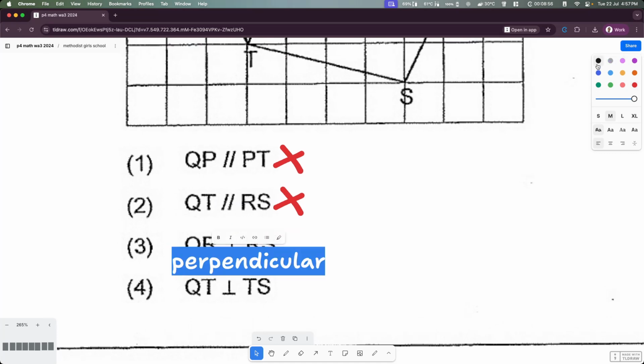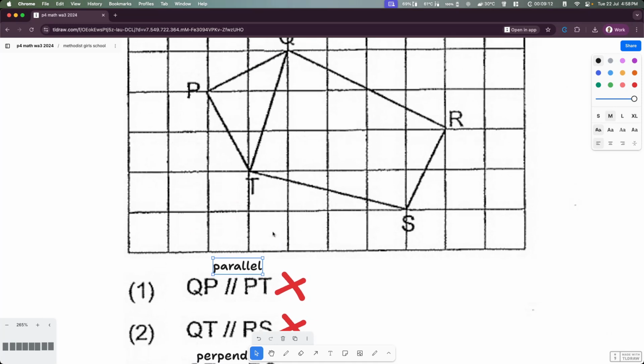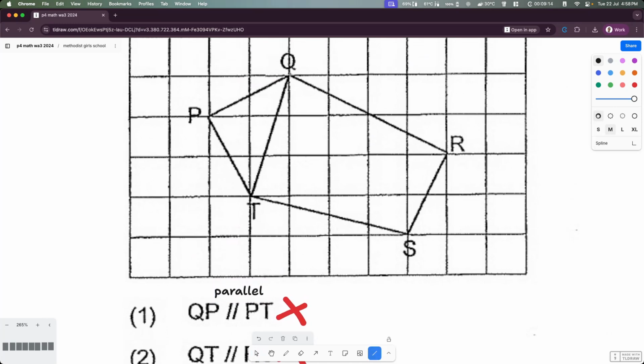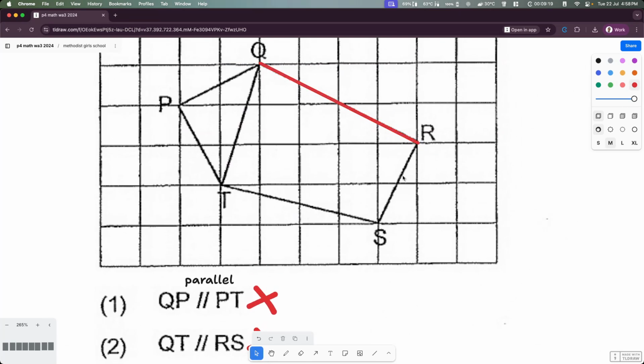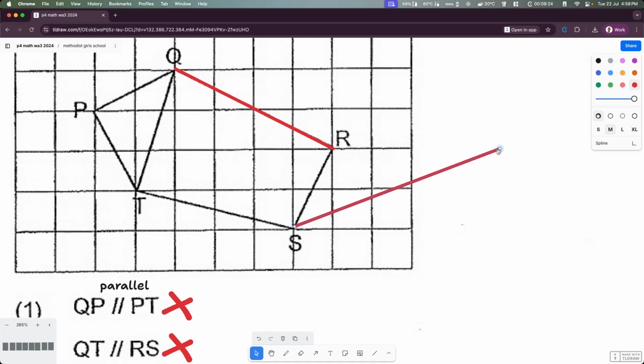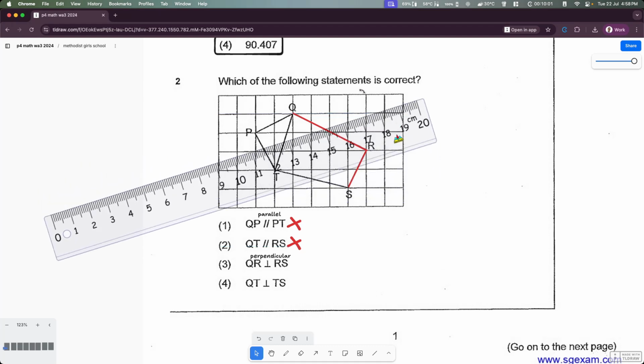So this is red, and I'm going to make this small, perpendicular. And these two dashes mean parallel. Now let's go to QR. Let's have a line, QR over here. Is it perpendicular to RS? How do you measure if something is perpendicular? What I actually recommend is to use a ruler. You can rotate your ruler.